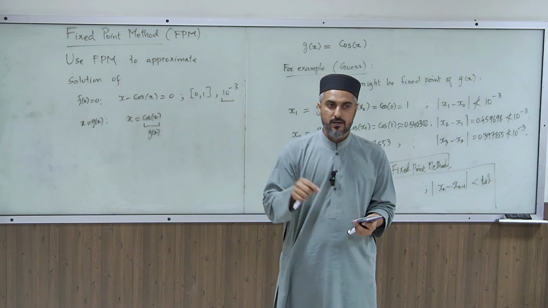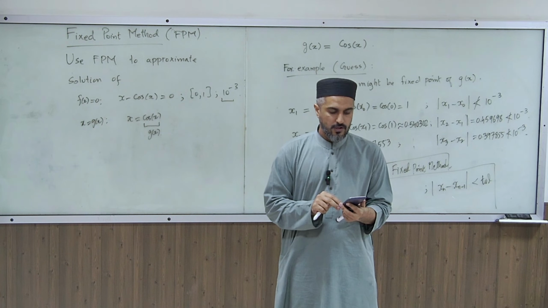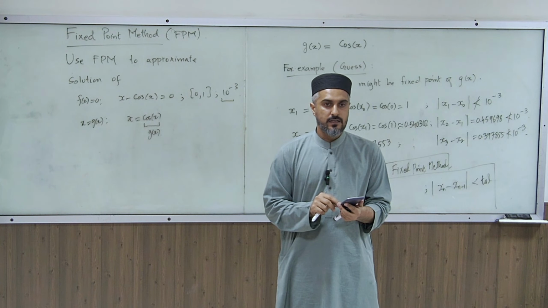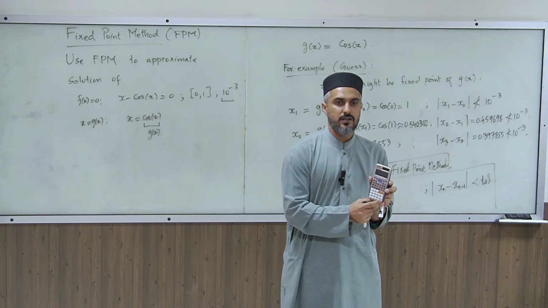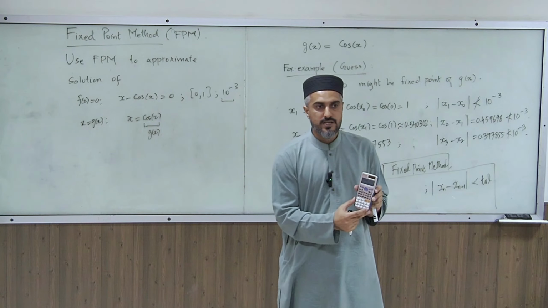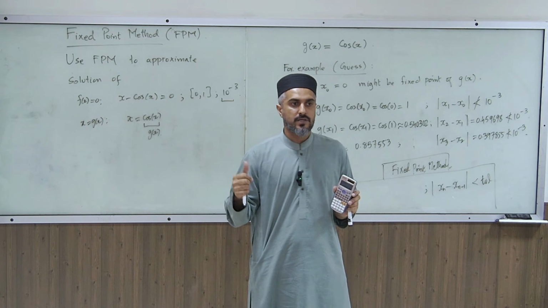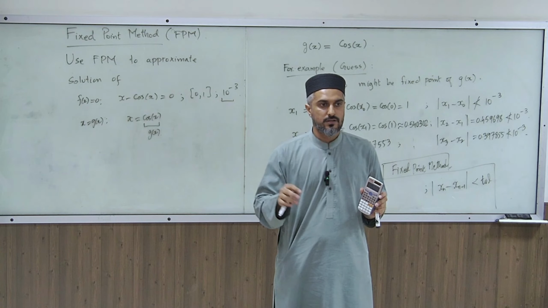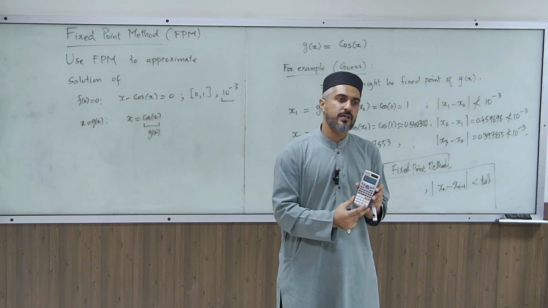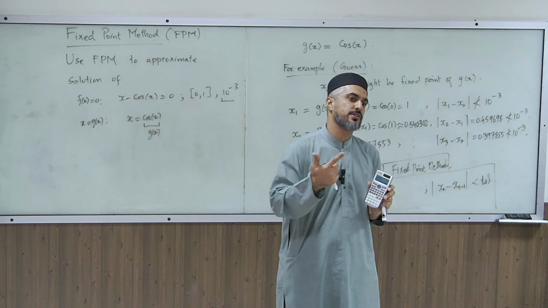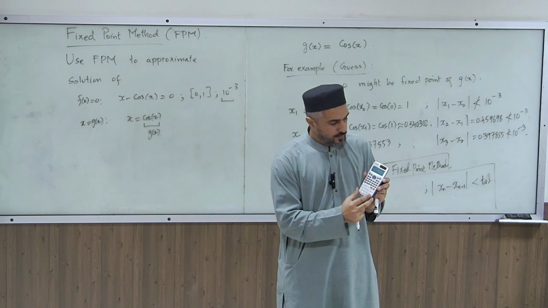Then you can go like this and just write cos of answer. You will see that your calculator will start fixing a number at the first decimal, which is 0.7. We know the solution of this equation from the bisection method. It was 0.73-something. How many times you press the equal sign is how many iterations of the fixed point method you are doing. That is the value of n.